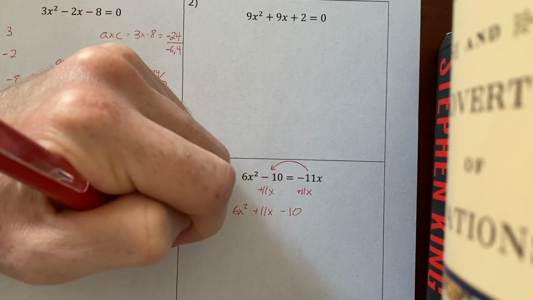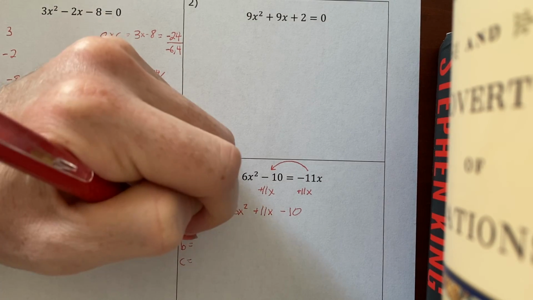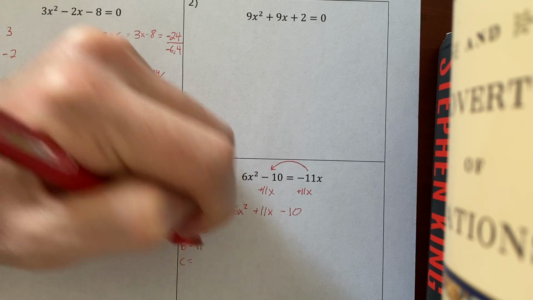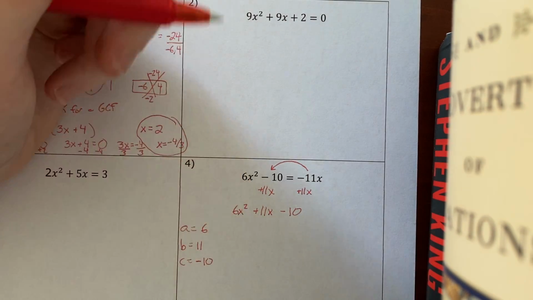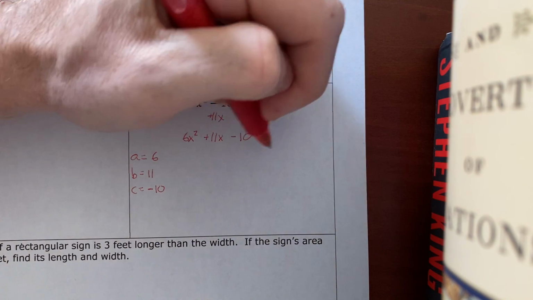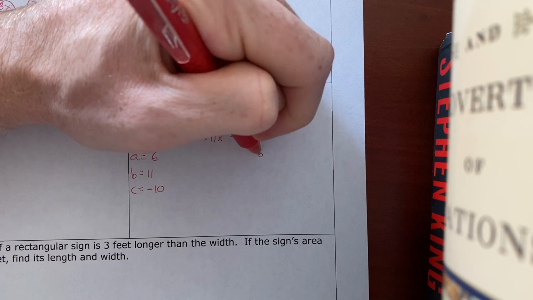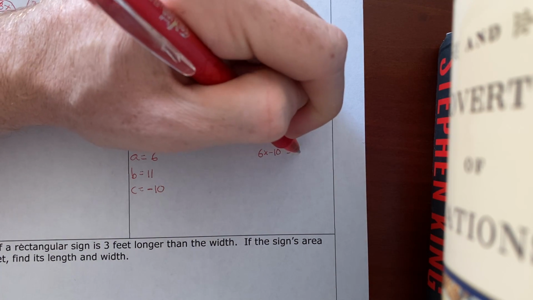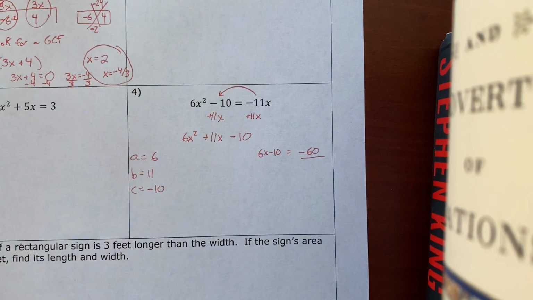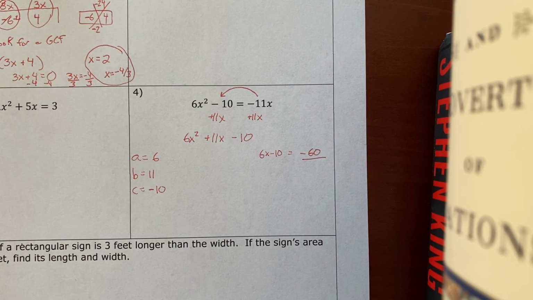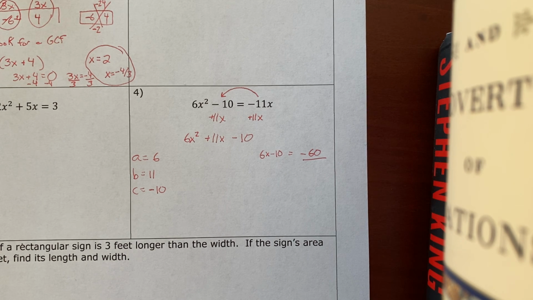All right, let's label A, B, and C. Nothing changes here. A is a 6, B is a positive 11, C is a negative 10. All right, let's come over here. Let's do A times C. I get 6 times a negative 10, which is a negative 60. All right, I'm now looking for two numbers that multiply to get negative 60 and add to get a positive 11.